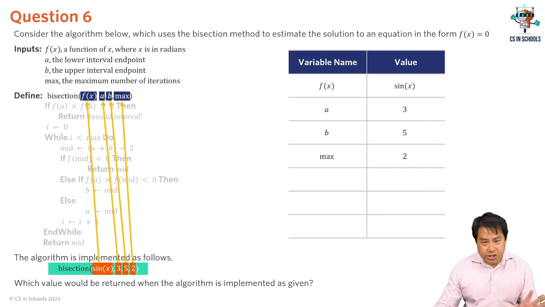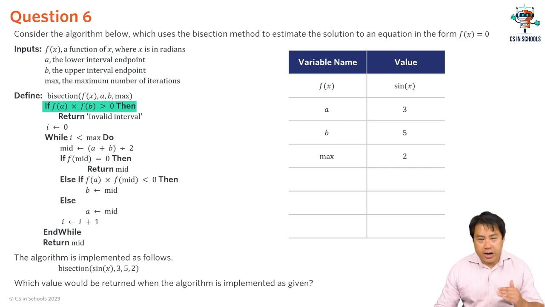And all that happens is that those parameters get substituted by the values that we call into. So to get started, we're just going to create a trace table here, and the 4 parameters are going to be set up as variables on the left-hand column, and their values are going to be the values of the arguments that are being passed into the function. So we see here f of x will take on the value of sine of x, a will take on the value of 3, b will take on the value of 5, and max will take on the value of 2. So let's go through line by line in the function and execute this and see what we get at the end.